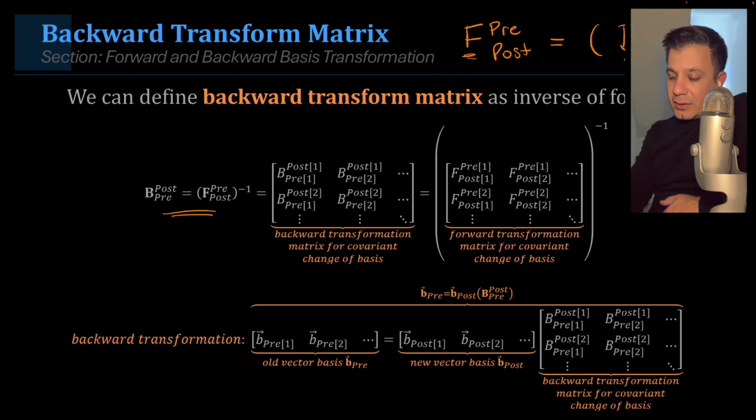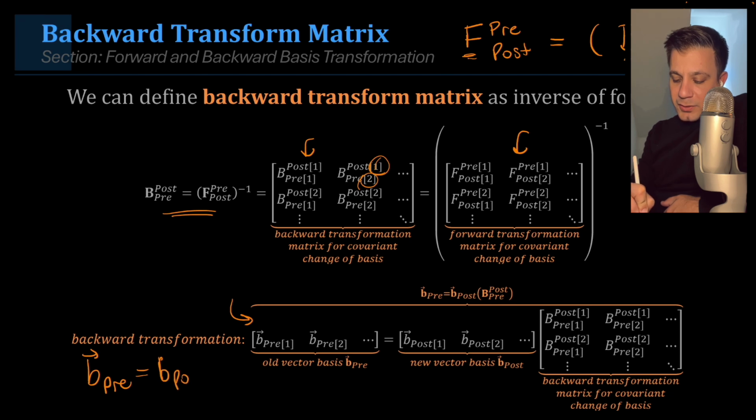Not much to say here. The way that we index the backward transform matrix is similar to how we index the forward transform matrix. We have our contravariant and our covariant indices, and you apply the transform in a very similar way, where we have B pre is equal to B post times backward transform matrix post pre.